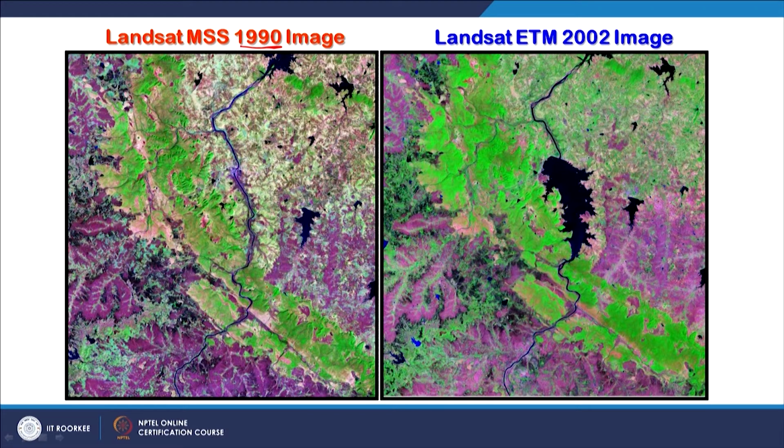So there is not much growth of vegetation, and in 2002 that was only the first year of filling of that reservoir, and you can see in the downstream area the benefit has started coming. So a large area gets the benefit.